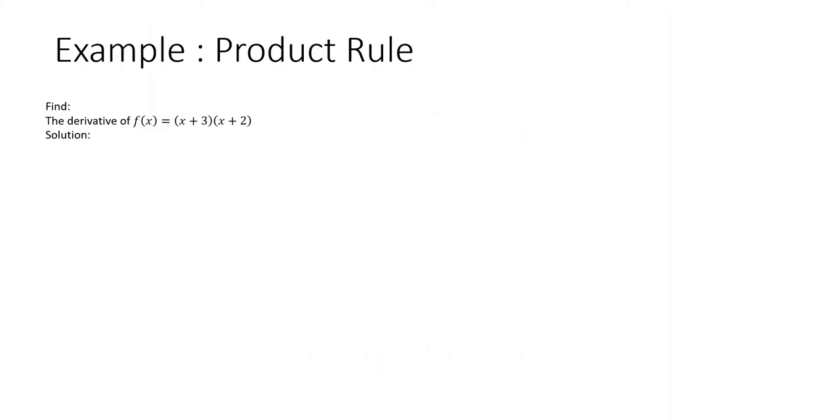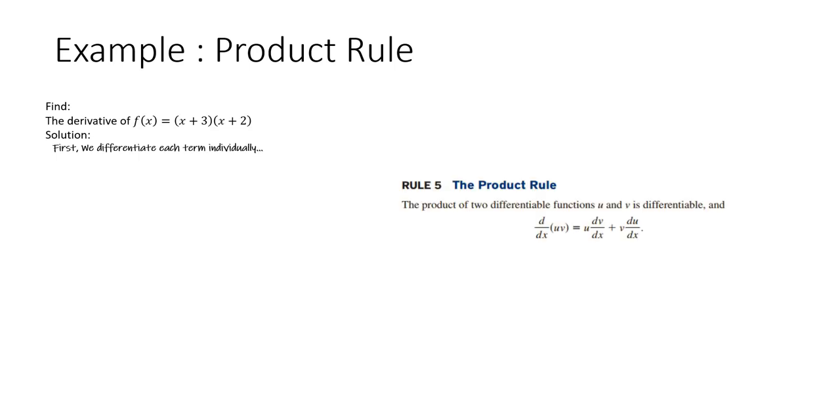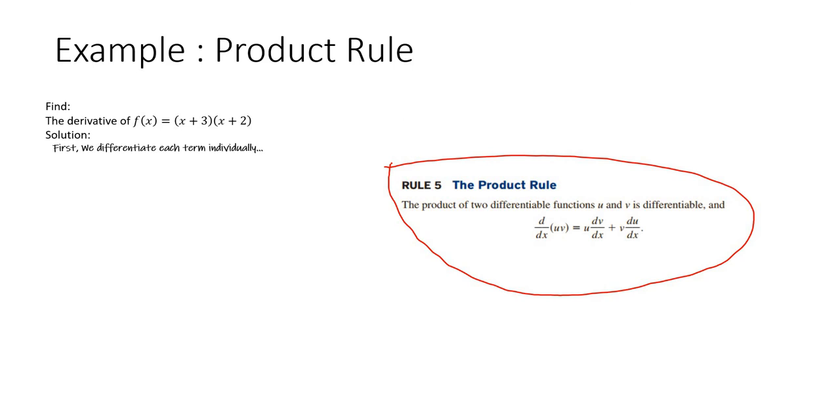Now our final example is going to be slightly more labor intensive. We are going to be finding the derivative of f of x equals x plus 3 times x plus 2. And to do this, we are going to be using something called the product rule that we see down here on the right-hand side. So it says d dx of u times v.